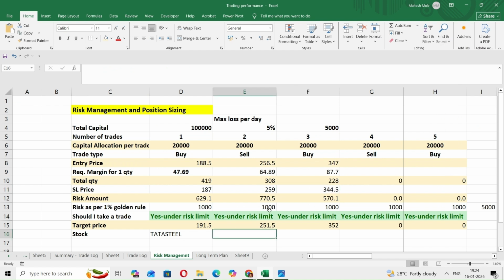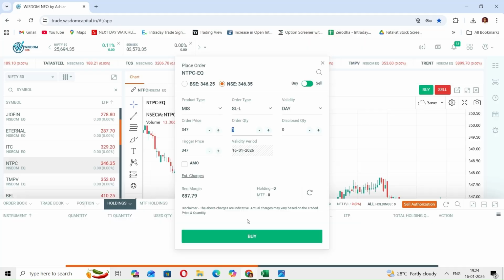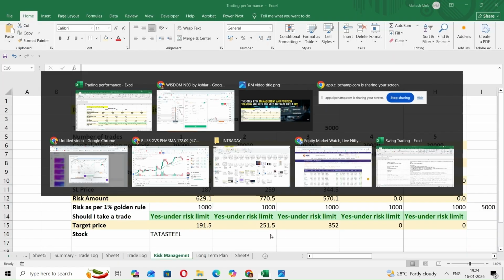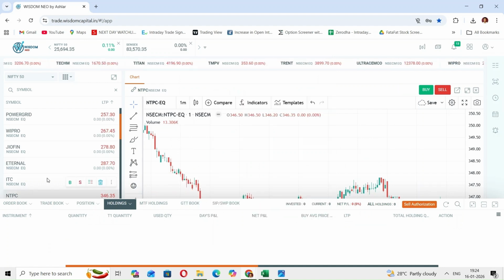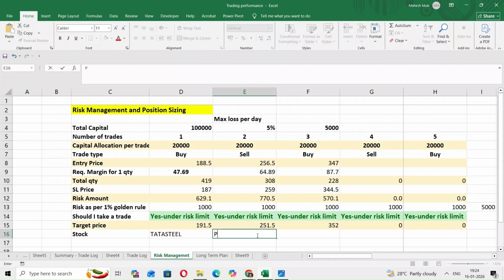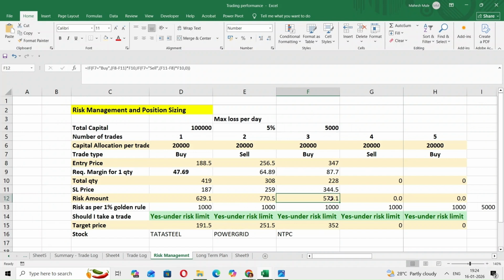Sorry, the second trade was which one? Power Grid, right? Power Grid, sorry. Third is NTPC. So my SL is 344.5. Stop loss is definitely within my limit, right? So my risk amount is almost around 570 rupees. Yes, I can take this trade.